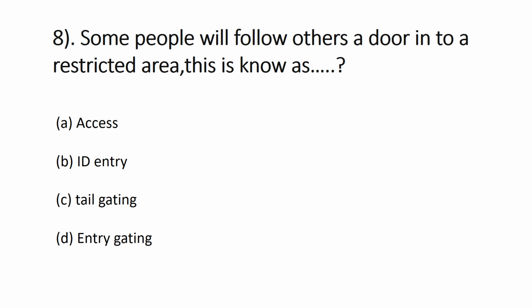Question number 8: some people will follow others through a door into a restricted area. This is known as A, access. B, identity. C, tailgating. D, integrating. The correct answer is tailgating. Someone can follow another person to access a restricted area even though they are not authorized. It is called tailgating.